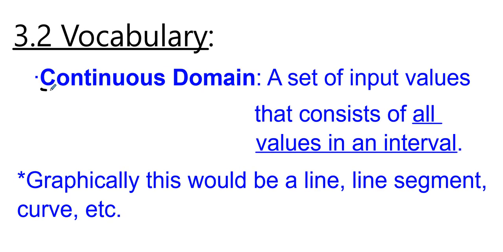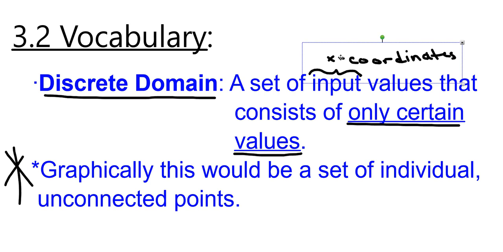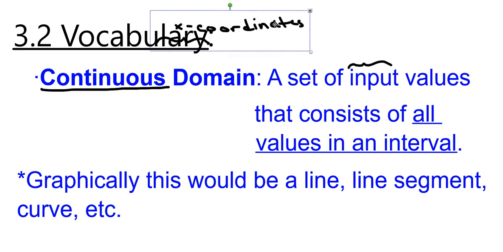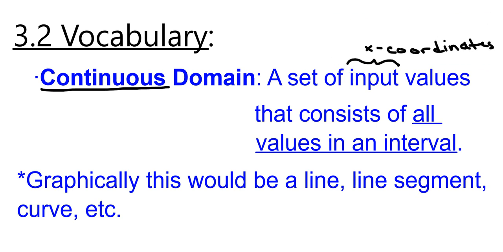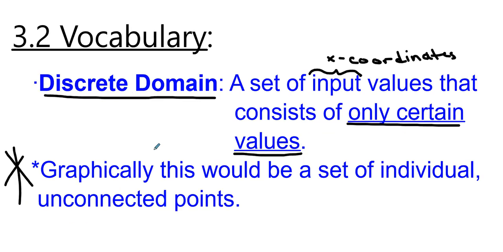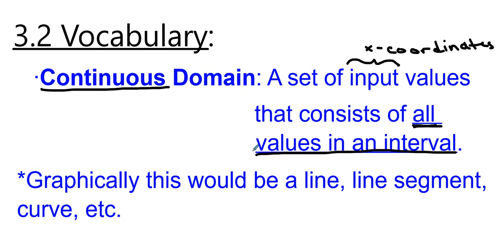In contrast, we have a continuous domain. A continuous domain is a set of input values, again, x coordinates. Let's copy that from my last slide here. A set of x coordinates. Since it is a domain, it is x coordinates. That consists of all values in an interval. So there's the keyword there, all values in an interval. So if it's continuous, you've got all the values, which graphically this would be a line segment, a curve, etc. So that is different than having only unconnected individual points with the discrete domain. If it's continuous, you have all the values from some number up to another number.